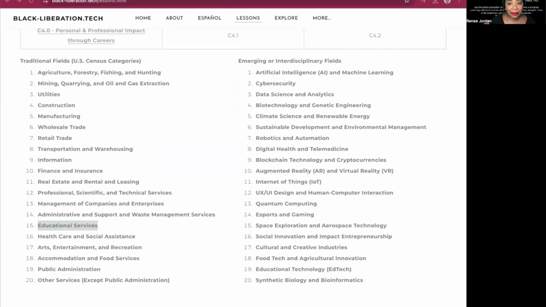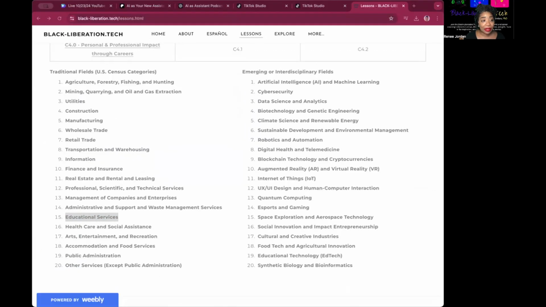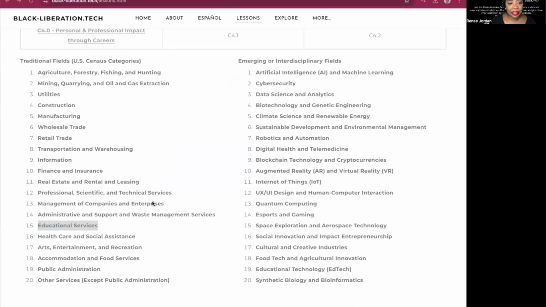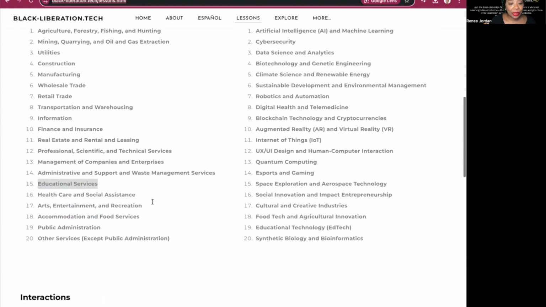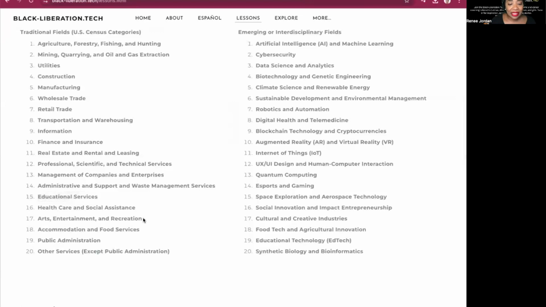I'm at the Black-Liberation.Tech website on lessons. Once again, you go to Black-Liberation.Tech to the lesson section. Right now I've selected educational services because that's something I'm interested in. But I'm also interested in art, entertainment, and recreation, so I'm going to copy that and paste it to a Word document so I can save that for later.